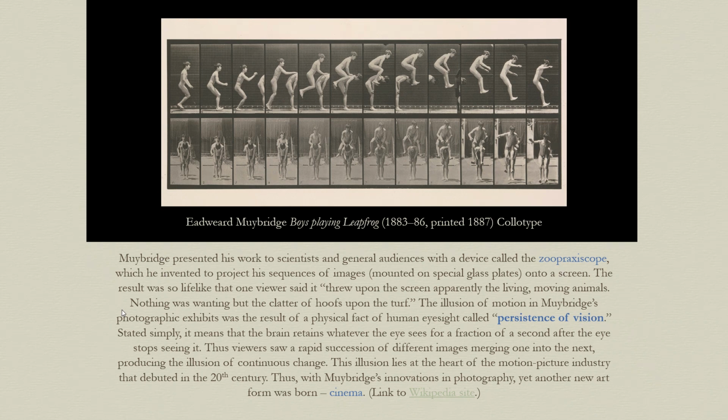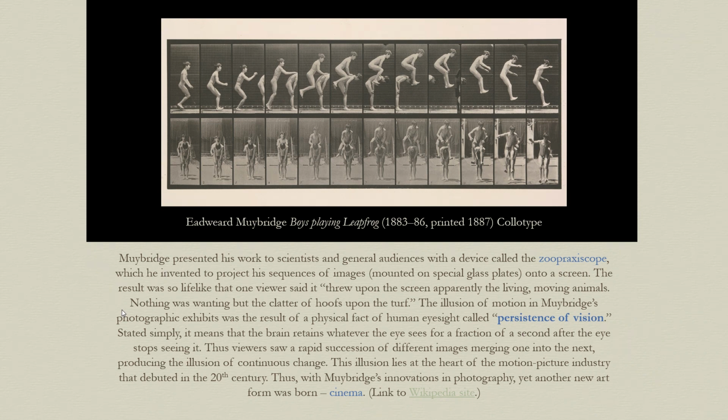And then he created this piece of technology called the zoopraxiscope, which is written on your paper as a vocab word. The zoopraxiscope put them together so that it looks like a moving image.